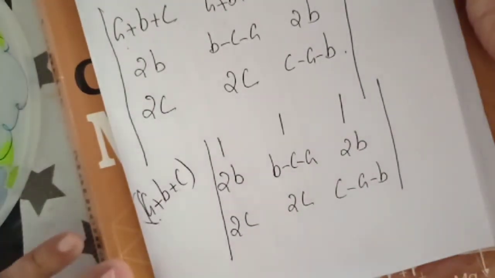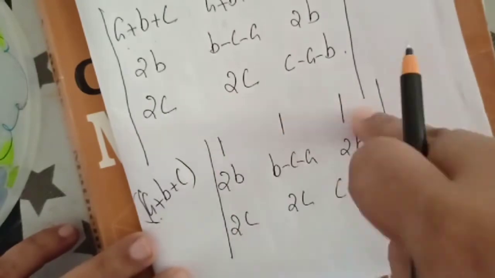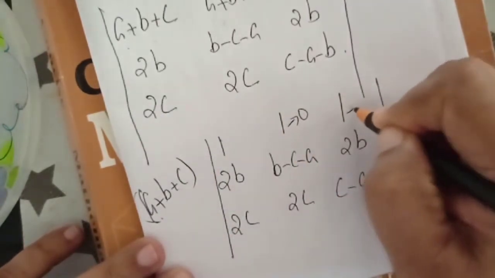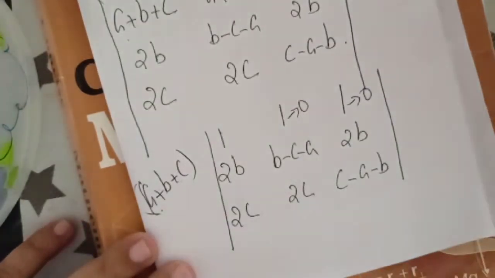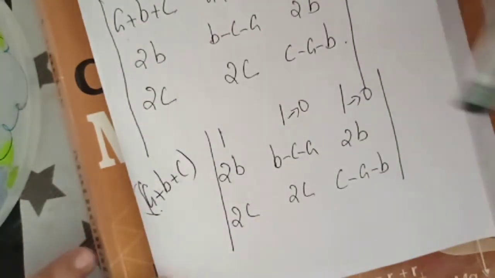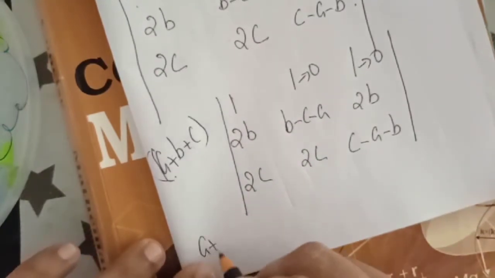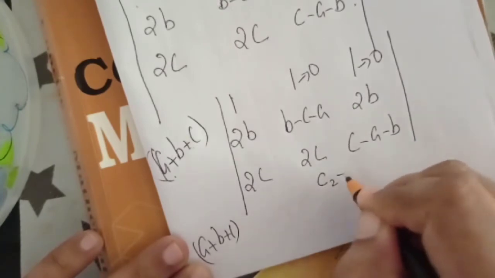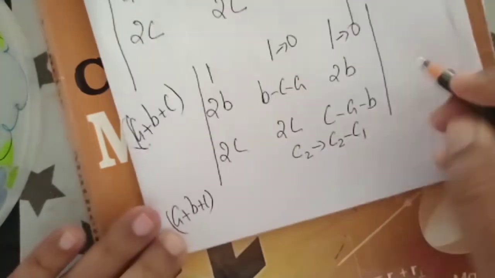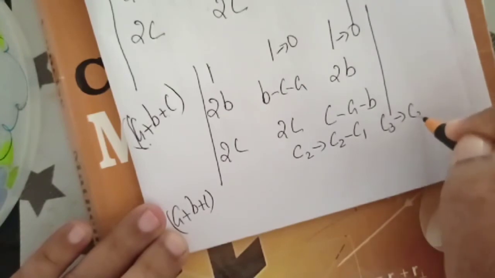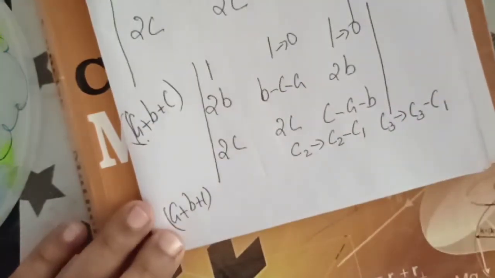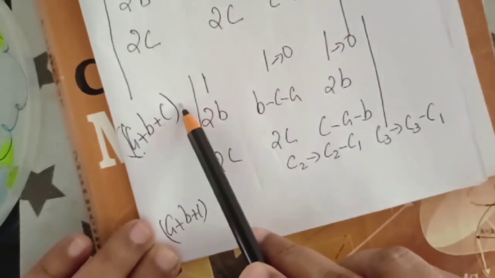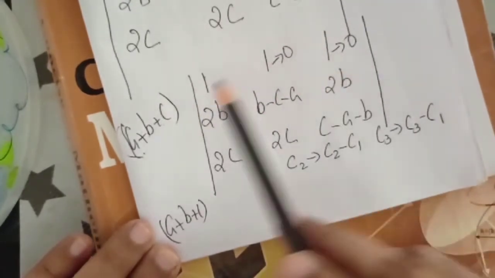In any column or row that contains all the elements 1, what's the step? Our aim is to make this one 0 and this one also 0. That is for easy calculation only. That is A plus B plus C into. What's the step we are going to do? C2 changes to C2 minus C1 and C3 changes to C3 minus C1. Right? C2 changes to C2 minus C1 and C3 changes to C3 minus C1.